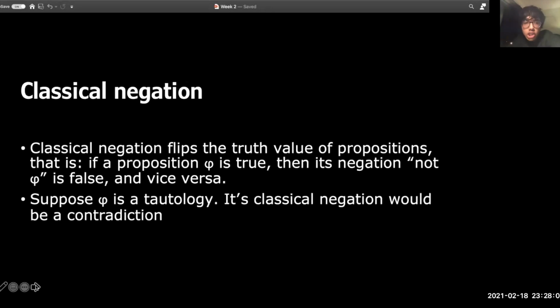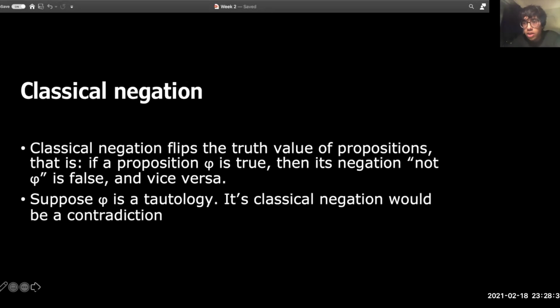All right, a classical negation flips the truth value of propositions. That is, if a proposition phi is true, then its negation, not phi, is false, and vice versa. Suppose phi is a tautology, its classical negation would be a contradiction, right? So suppose phi has a value T, its classical negation would be F.